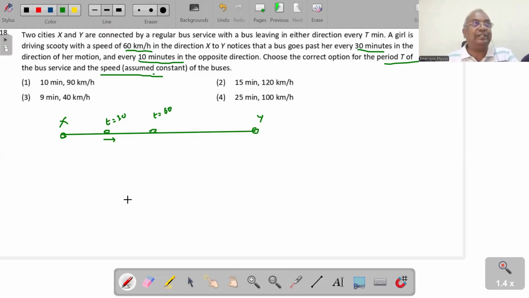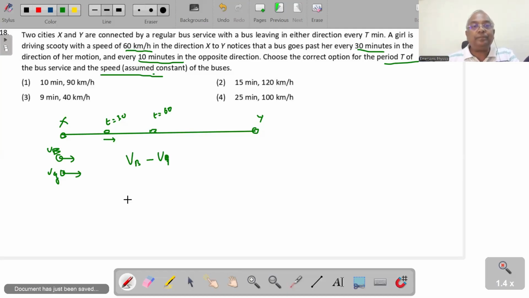When they go in the same direction, relative velocity formula தெரியும். சேம் டைரக்ஷன் ரெண்டும் போறப்போ relative velocity is velocity of the bus minus velocity of the girl. அதே போல velocity of the bus ஆப்போசிட்ல வந்துச்சுன்னா velocity of the bus plus velocity of the girl. ஏன்னா நம்ம analysing the bus in the opposite direction. Velocity of the bus இப்படி போகுது, velocity of the girl இப்படி போயிட்டு இருக்கா.